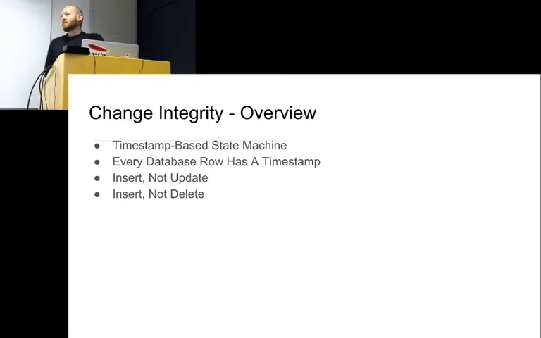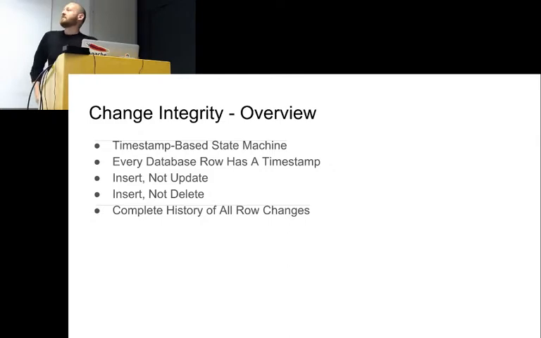Again, you can't just remove the row, because maybe you've got people doing all these things in flight, and we've got to have the record at least until it's gone all the way through the system and is on both the router and the cache, on both ends. And that gives us, again, the complete history of all the row changes.